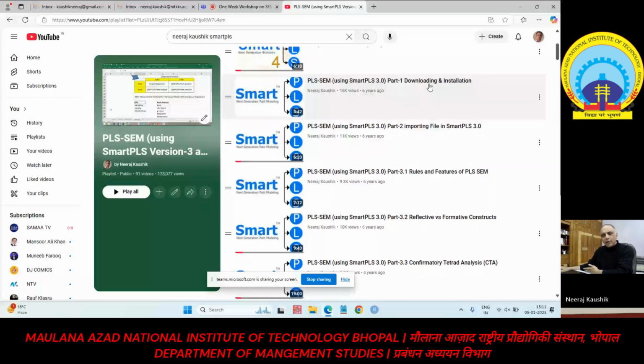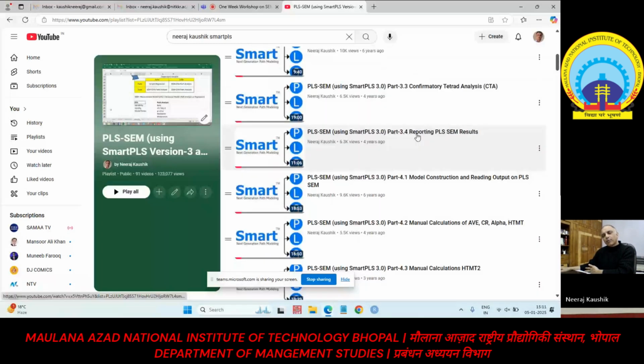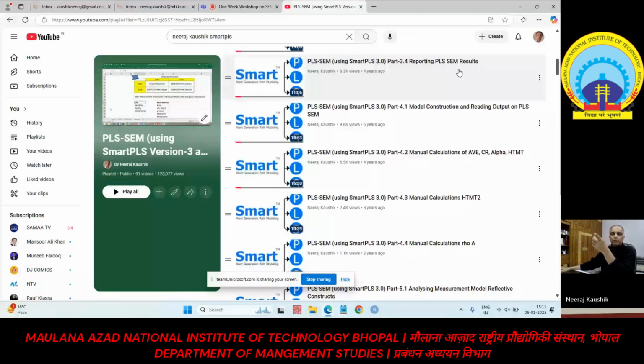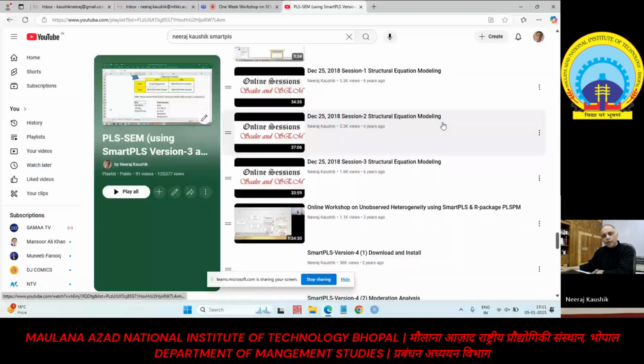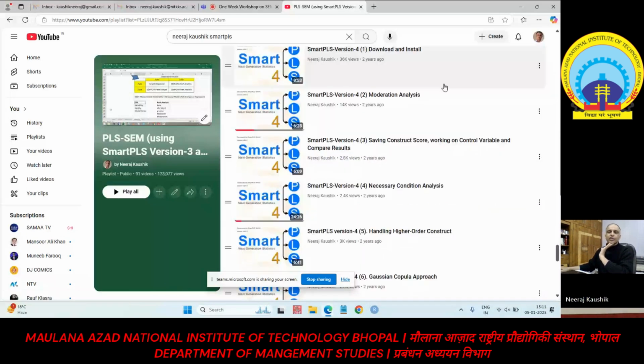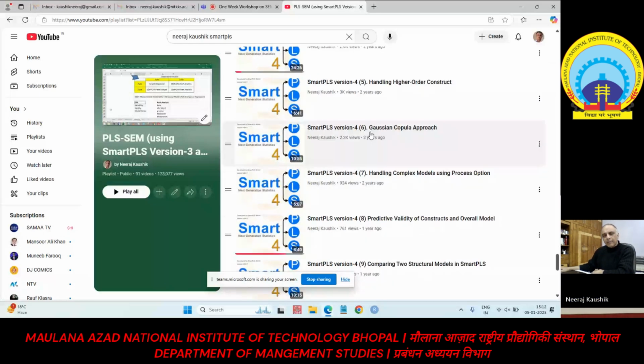How to download, install, import, rules of PLS-SEM, reflective formative, this I discussed with you. CTA we don't go. Reporting PLS-SEM, the paper I shared with you, when to use, how to report the results of PLS-SEM. The same is discussed here. And then one by one, all others are discussed. And then version 4, when version 4 came, I just discussed those videos which are somewhat different in version 4. Moderation approaches, necessary condition analysis, handling the higher order construct, endogeneity by Gaussian copula approach.